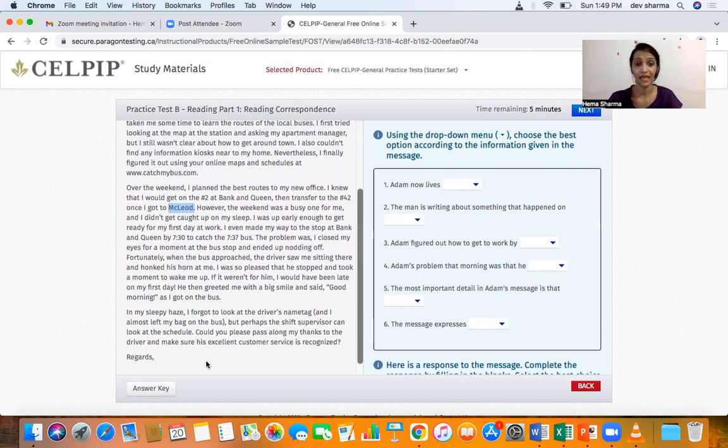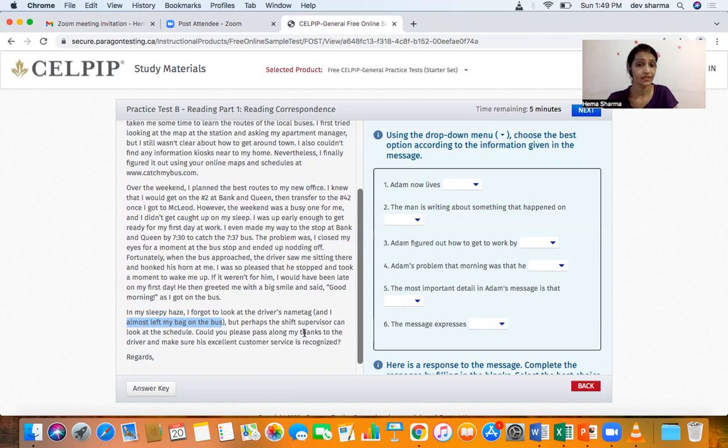In my sleepy haze, I forgot to look at the driver's name tag and I almost left my bag on the bus. Remember, he's saying, almost left my bag on the bus. It does not mean he left it, but he was about to leave. So he's trying to emphasize that he was feeling so sleepy.